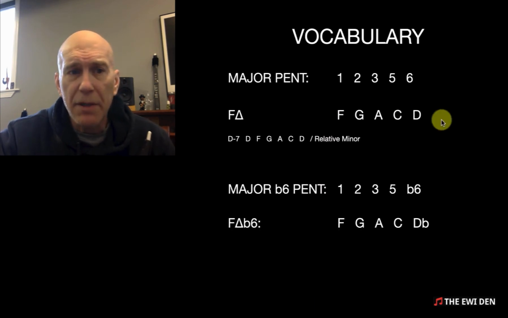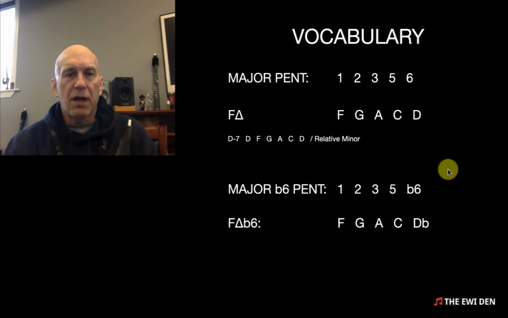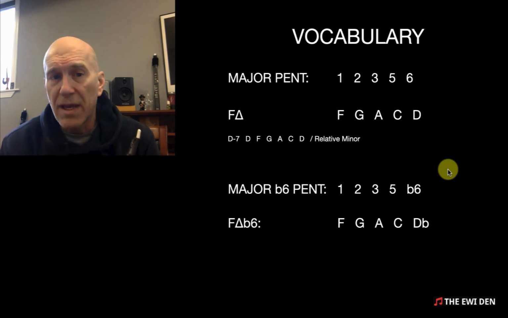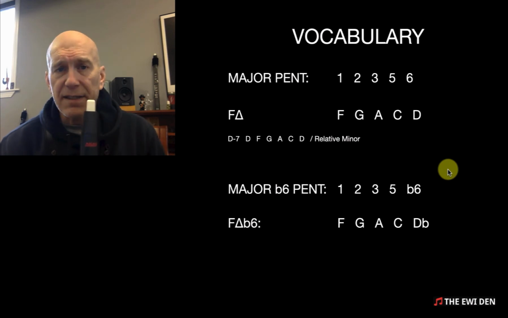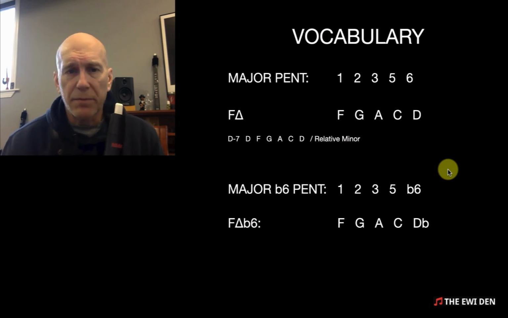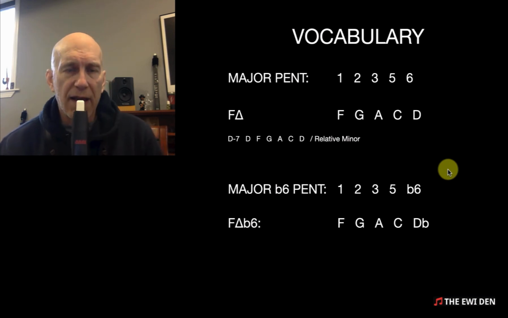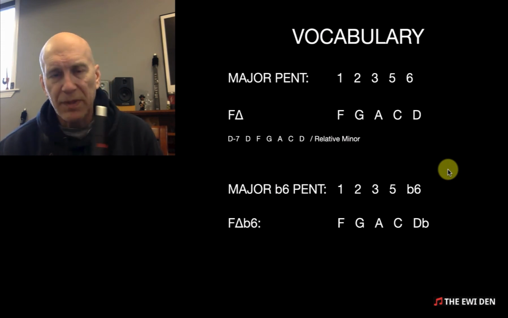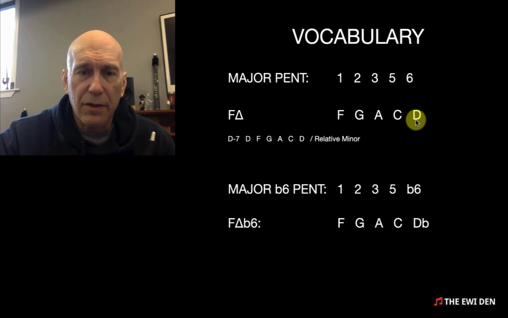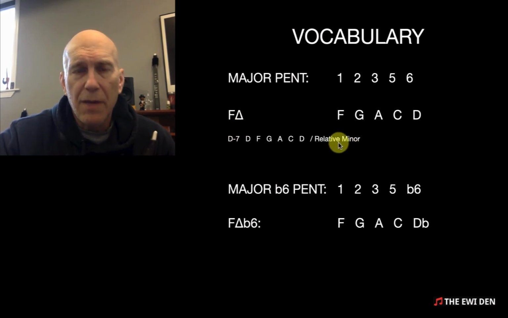All right. So vocabulary wise, we're going to change our perspective to major pentatonic. Major pentatonic is 1, 2, 3, 5, 6 in any key. So in the key of F, it'd be F, G, A, C, D. And you might notice immediately that that's exactly the same notes as minor pentatonic. So minor pentatonic has a relative major, which is F major pentatonic.